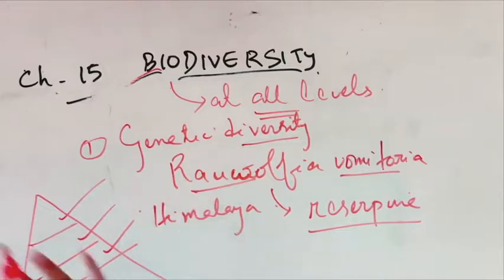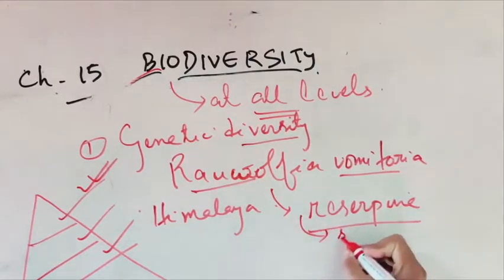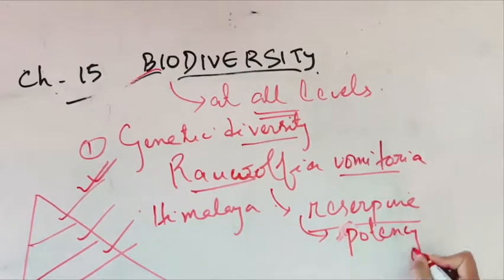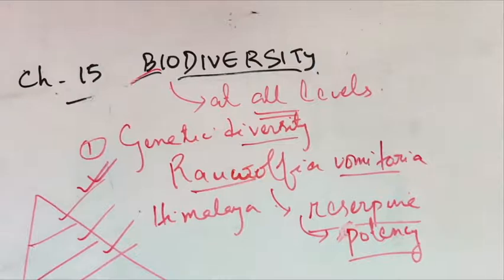In different parts of the Himalayan ranges the plant shows different effects when made into a drug, because of the genetic diversity. The potency is different, the concentration of that chemical reserpine is different. If it is stronger, it is much better, so potency matters. So in that way we have different strains of genes in the area.